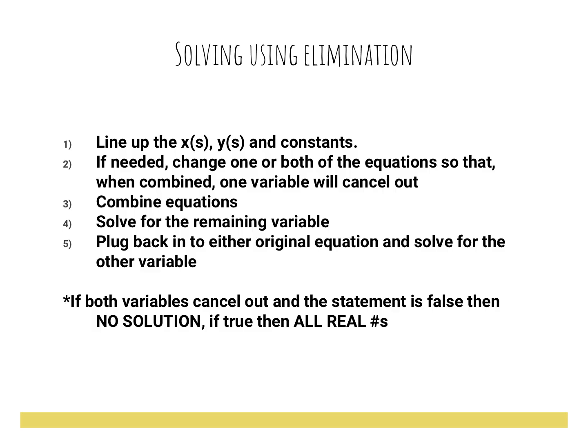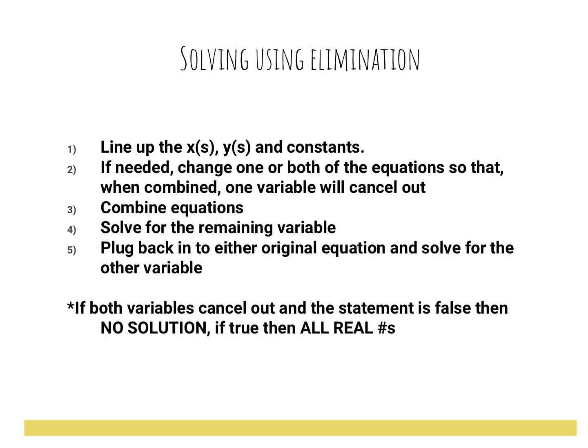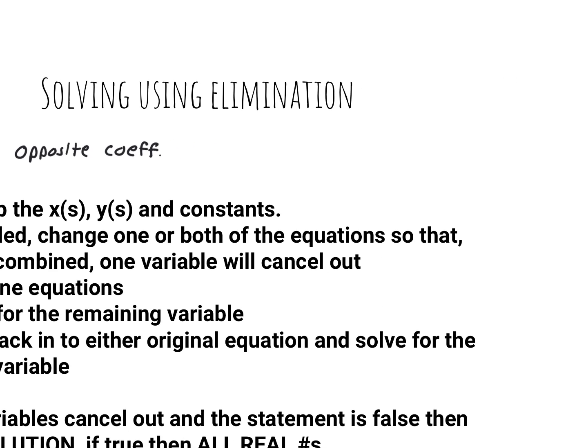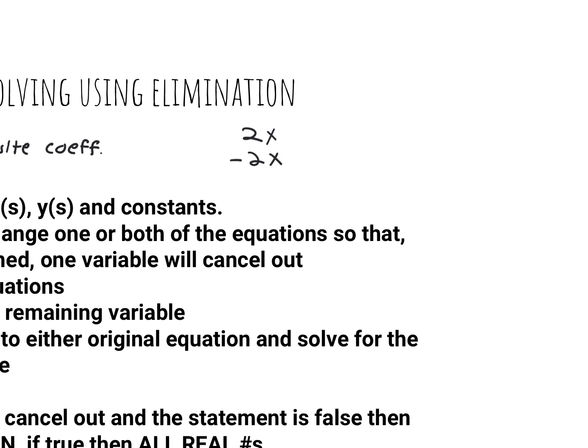In order to solve using elimination, we need the same number in front of our x and y, but they need to have opposite signs. So we can say that they need opposite coefficients. What does that mean? That just means if I have, let's say, a 2x and a negative 2x, those are opposite coefficients, right? They have the same number in front, just opposite sign. If I had like a 4y and a negative 4y, those are opposite coefficients. They have the same number, just opposite sign.